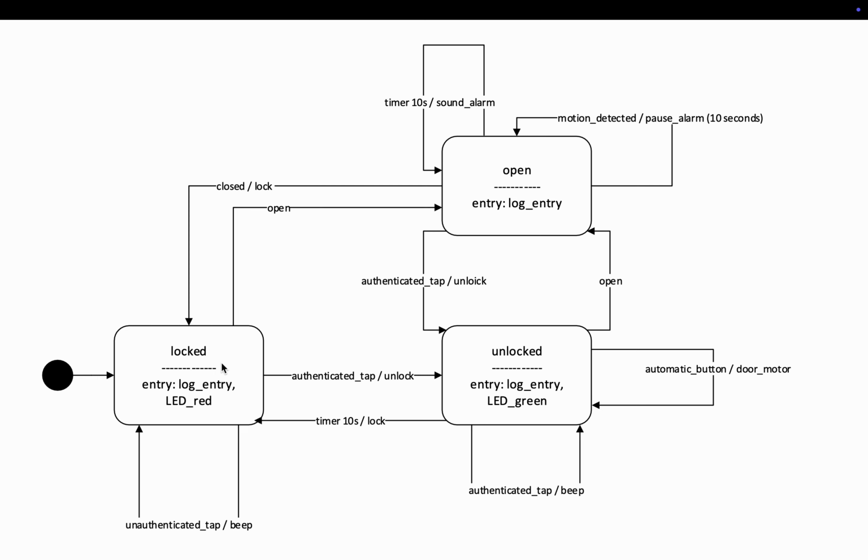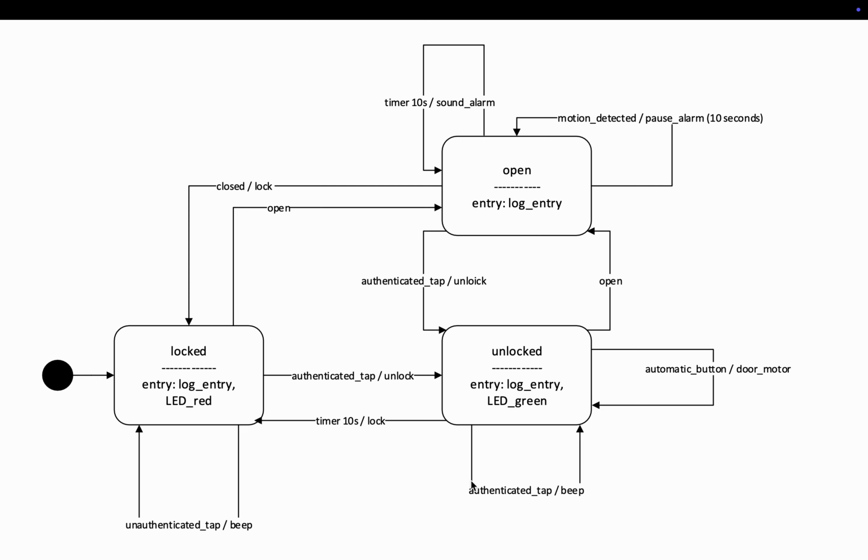So let's follow first the regular use case, which is that it's authenticated. So it's authenticated and it's unlocked. We go to the unlocked state. What can we do here? When we first get here, we get a log entry, and we change an LED light to green to depict that it's unlocked. Now we can't have the door unlocked forever.